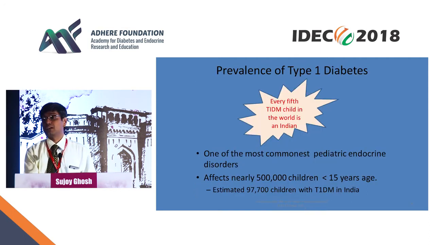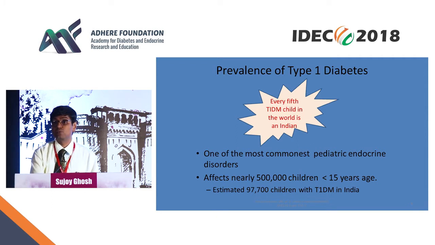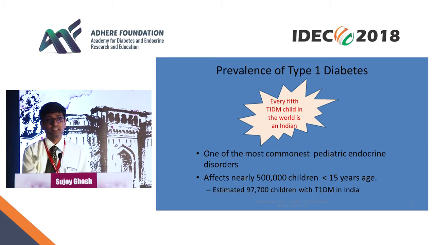What about type 1 diabetes? This is Dr. Prasanna Kumar's data, which says that every 5th type 1 diabetic individual in the world is an Indian. Whenever we were taught about type 1 diabetes, we thought it's the Scandinavian countries which have type 1 diabetes. But because our denominator is that big, we probably have the second largest number of people diagnosed with type 1 diabetes, the United States being the first.